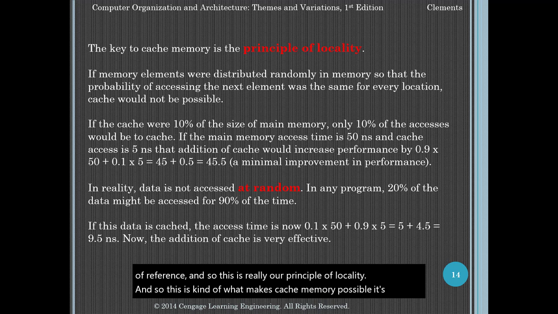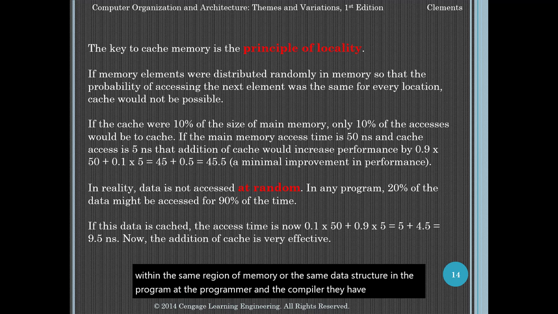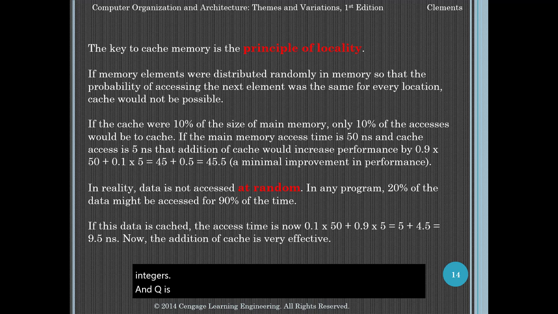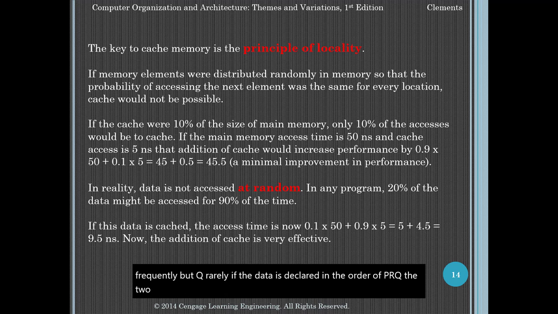Some addresses are said to exhibit spatial locality because they're clustered within the same region of memory or the same data structure. The programmer and the compiler have a considerable degree of control over spatial locality. Suppose a program has variables P, Q, and R. P is an integer, R is an array of 8 integers, and Q is another integer. Suppose P and R are accessed frequently, but Q rarely. If the data is declared in the order of P, R, and Q, the two frequently accessed items are going to be next to each other in memory, and they may be cached together.